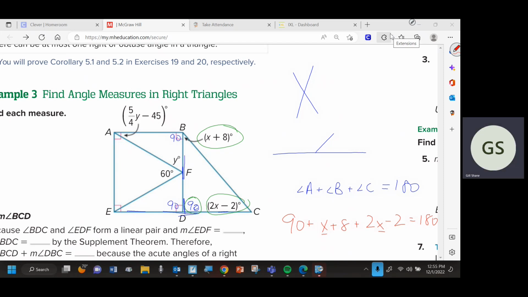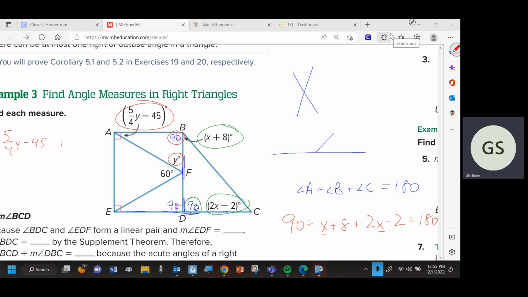So you're talking about from here to here to here? Yeah, that triangle has three things also, right? I have something in that angle, and that's what's in the other angle. So I can do the same thing. 5 over 4 times y, subtract 45, that's what's in one angle.